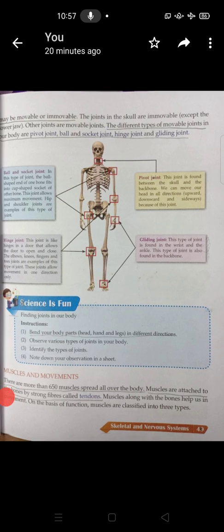So here, see, this is the example. A bone with a round shape and the other with a cup shape. These two join and help us to move our body. So where are these ball and socket joints located? In two places. One is the hip and the other is the shoulder. Okay, see, this is our hip part.